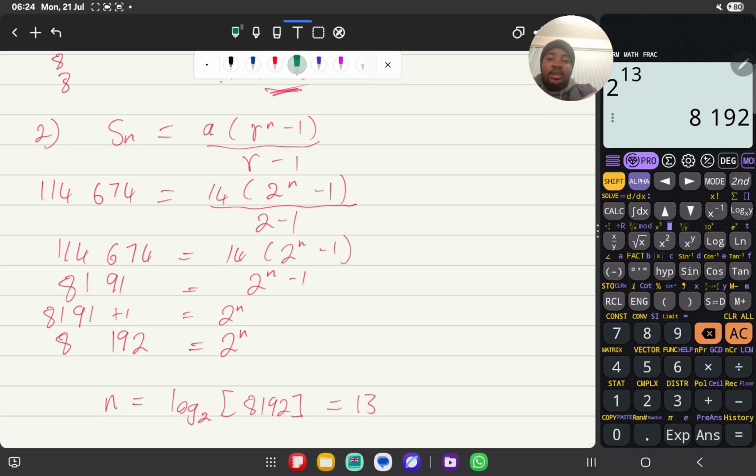And of course, if you happen to have chosen this way, you would then have 8192 equals 2 to the power of n, and then you would say 2 to the power of 13 equals 2 to the power of n, therefore 13 equals n. Bro, you're not gonna lose any mark here, man. You're gonna get 100% of this question right, even if you did that inspection thing on your calculator.